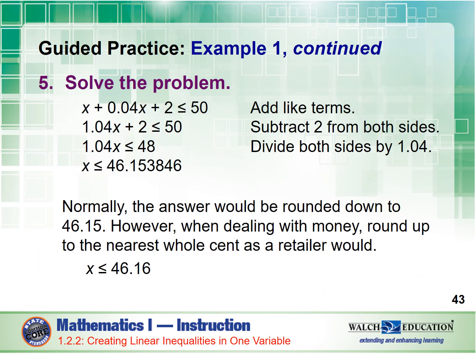All right, so we're going to solve the problem. First, we're going to add our like terms. We have X and we have 0.04X. Those are like terms. That's going to give us 1.04X plus 2 is less than or equal to 50.